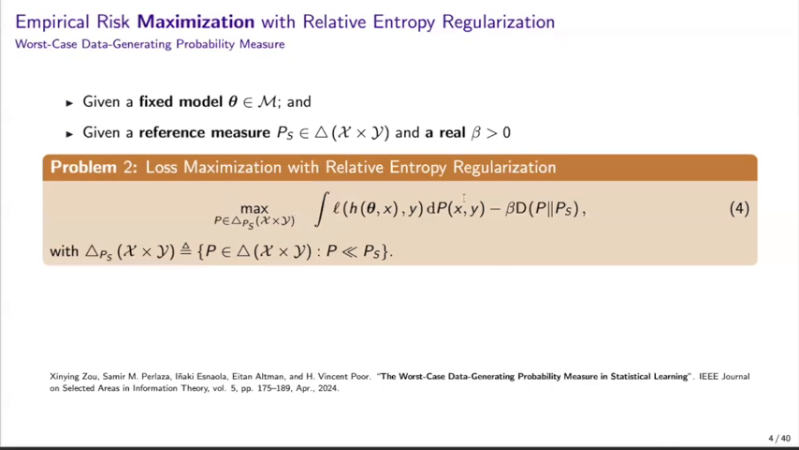This is a maximization. So when beta is very big, we are giving a lot of importance to the similarity to the reference measure PS, or the maximization. In the other case, the maximization of the expected loss for a fixed theta. So remember that in this problem, theta is fixed. So that is more or less the intuition.